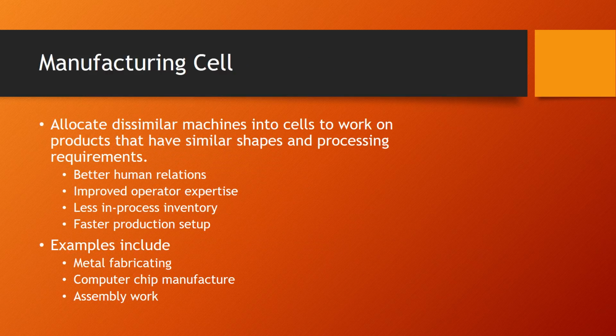Shifting to the cellular layout means grouping parts into families that follow a common sequence of steps, identifying dominant flow patterns, and physically grouping machines into cells. This has several benefits. The first is better human relations. The second is improved operator expertise. The third is less in-process inventory. And the fourth is faster production setup. Typical examples of manufacturing cells include metal fabrication, computer chip manufacturers, and assembly work.